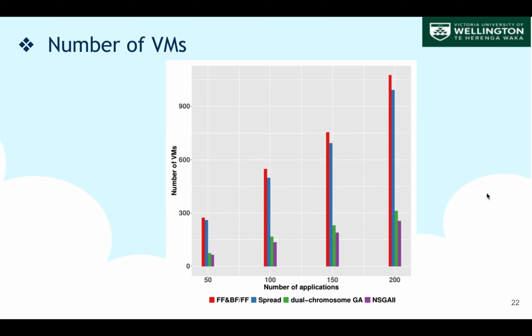When we compare the number of virtual machines generated from these 4 algorithms, the rule-based algorithms generate a large number of VMs, so there is a lot of overhead used in these virtual machines. And our proposed NSGA-II uses a small number of virtual machines, which is one of the reasons that it can allocate more containers into the physical machines.